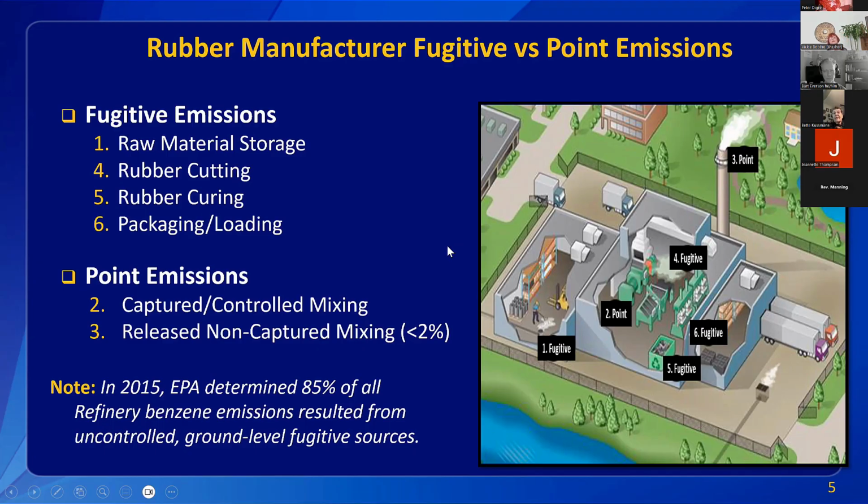Now, for the entire time I worked for EPA, and for a very long time, the thinking about fugitive emissions was that they're very hard to control, as you can imagine, but also that relative to the point process emissions, they were very small in comparison. Well, that thinking was completely blown apart in 2015 when EPA determined that 85% of all refinery benzene emissions resulted from uncontrolled ground level fugitive sources.